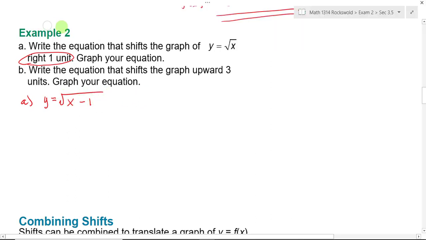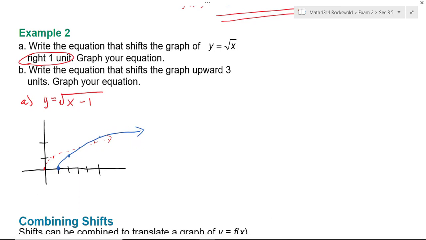Now when I sketch the graph, I start by sketching my parent function in, and the parent function has these points at 0, 0, 1, 1, and 4, 2. And it'll look like this, just kind of sketching it in lightly. And then I take each one of those reference points and I shift it to the right 1 unit. So that gives me a point at 1, 0, 2, 1, and 5, 2. And that graph will look like this. You can do this on your calculator and it looks prettier, but it's important that you know how to do this by hand.